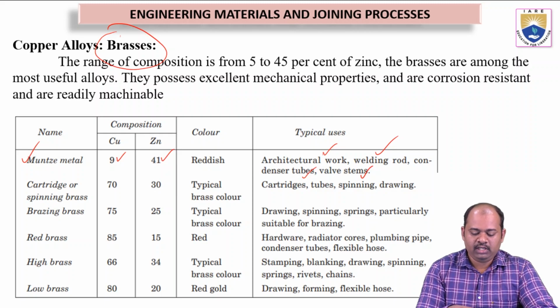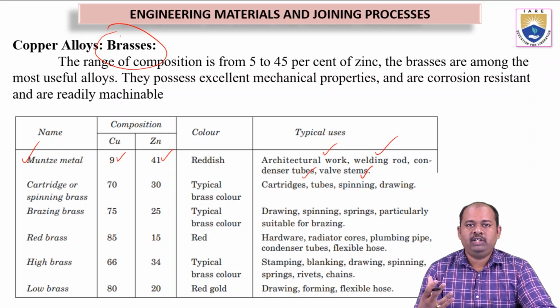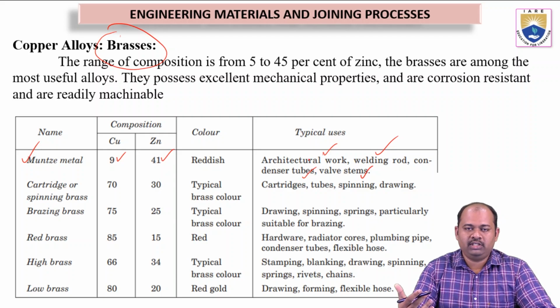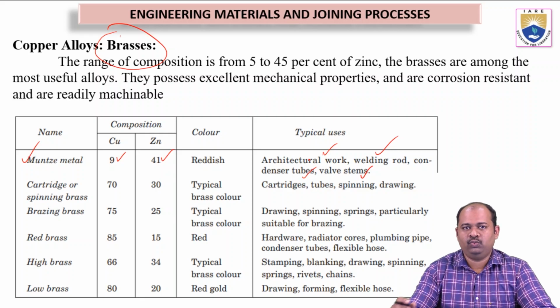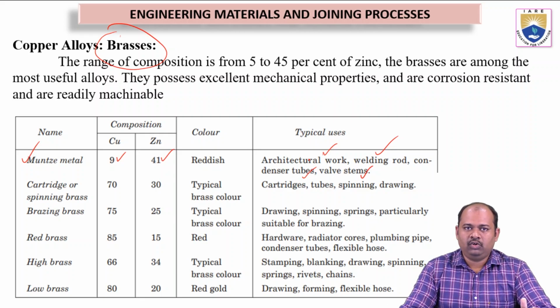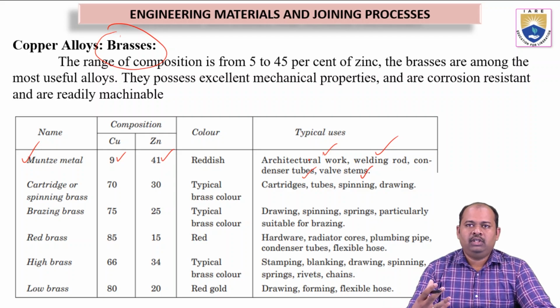These are all made up of this particular Muntz metal. Muntz metal is the one which is mostly used for making idols, having the property of corrosion resistance, so that they can last longer. And also, when these are used for valves and condenser tubes, they can bear high temperatures as well as corrosion, because they will be in contact with water or steam. What happens when water or steam is in contact? Generally, they will get corroded easily. But with the addition of zinc, these are corrosion resistant.